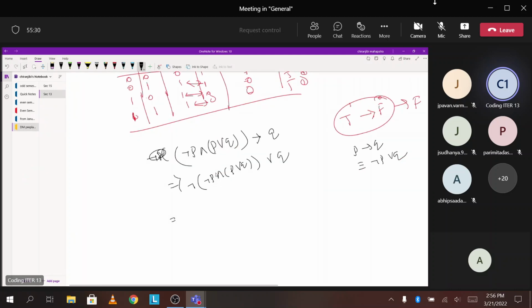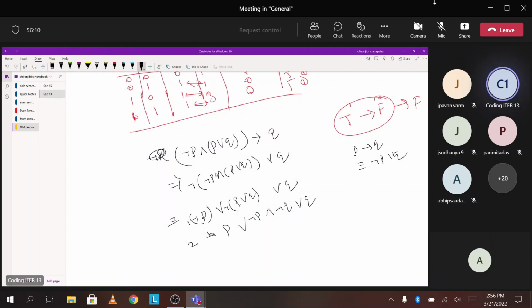So this will be equivalent to the negation of this one. If we take its negation, we will use De Morgan's law here. So negation of P and negation of P or Q, or Q. Okay, so this becomes negation of P or negation of P or Q, that is negation of P and negation of Q, or Q.